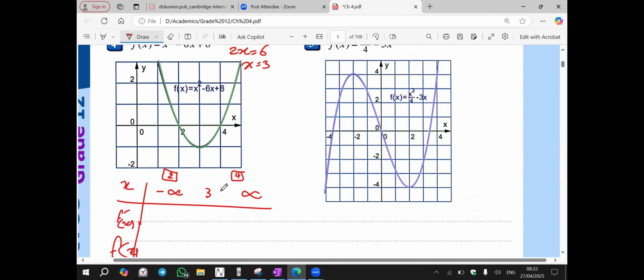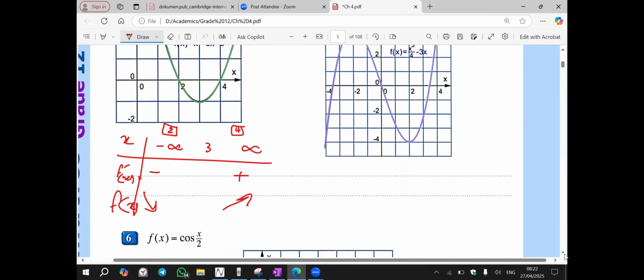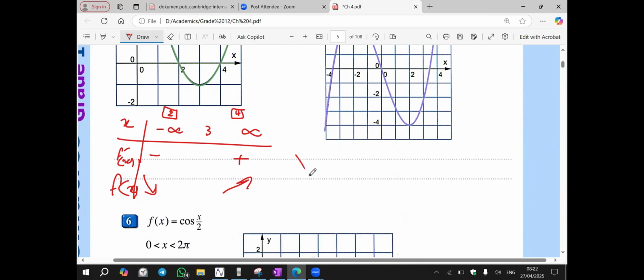The derivative is 2x minus 6. 2 times 2 is 4, minus 6 is negative. So the function is decreasing. 3 is the critical value, so we don't test 3. More than 3 is 4. 2 times 4 is 8, minus 6 is positive. That is increasing. The point located between decreasing then increasing is a minimum. And f prime of 3 is equal to 0 because it's not a sharp corner.